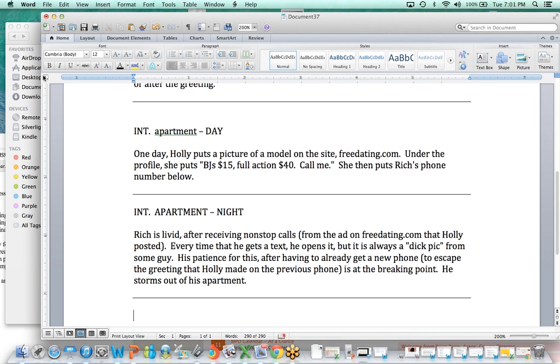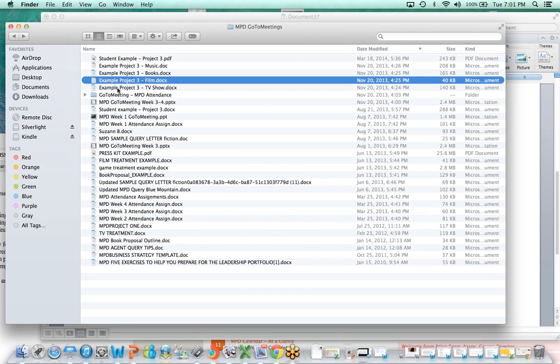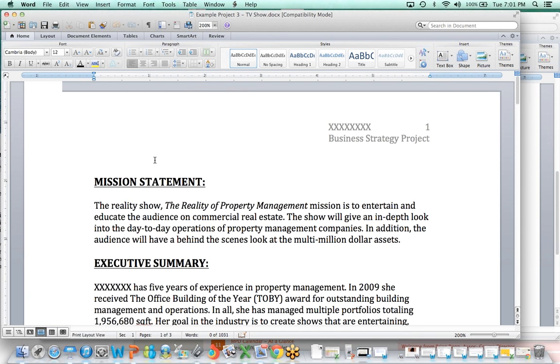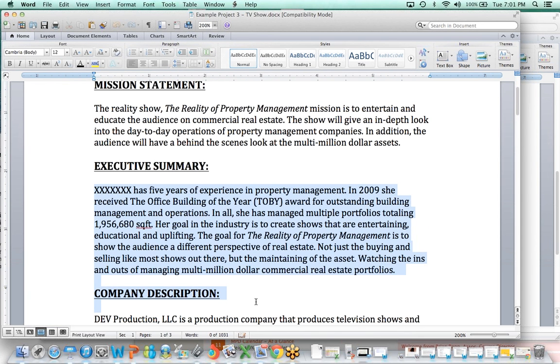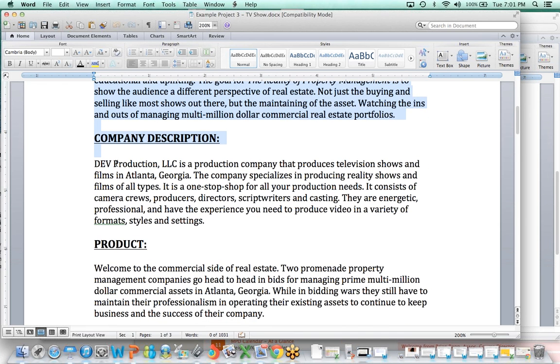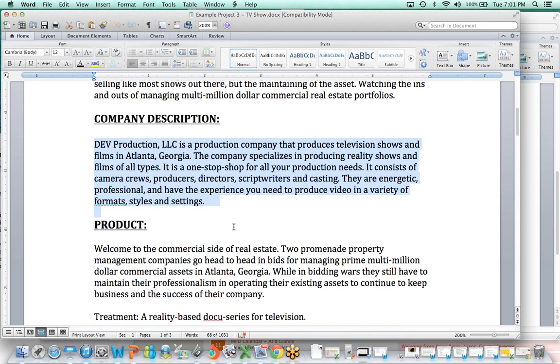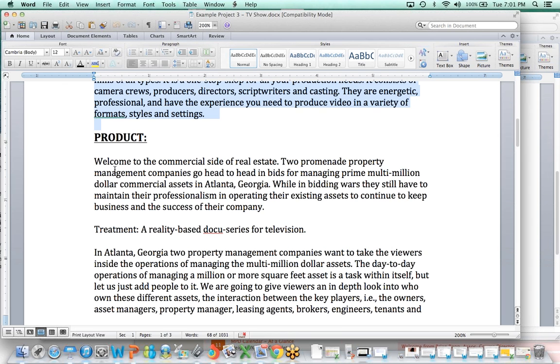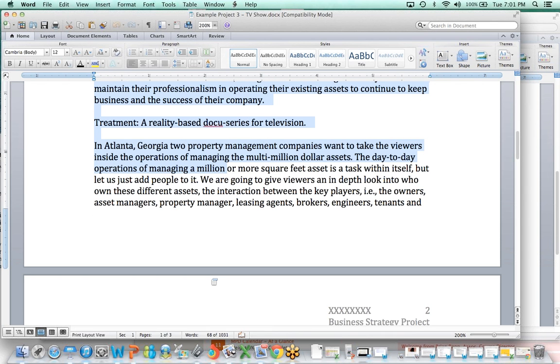So you get the idea here. One final example here is a TV show, right? Same type of thing here. Mission statement is about the mission of the show. Executive summary is about yourself. The company is about the company that is producing this show. The product itself is, in this case, a reality docu-series for television. What the student talks about, it's going to be based in Atlanta.